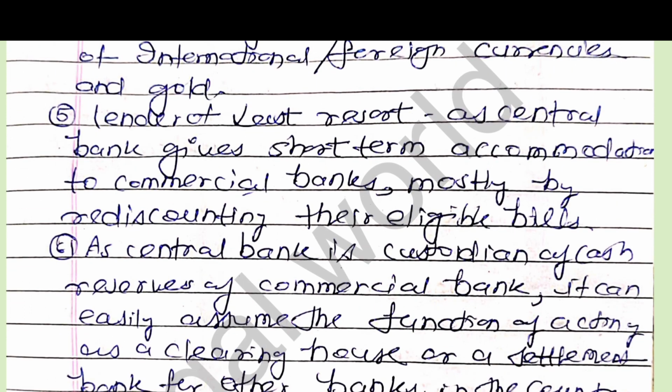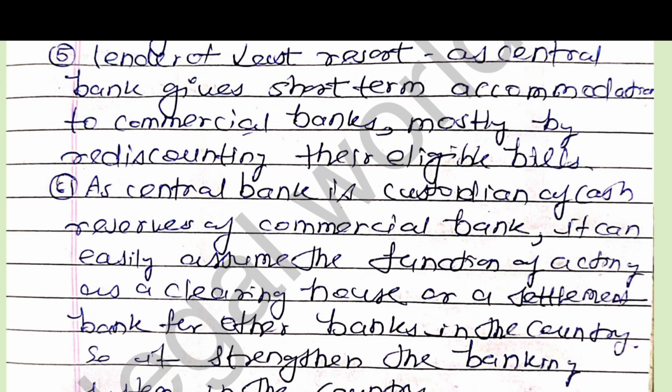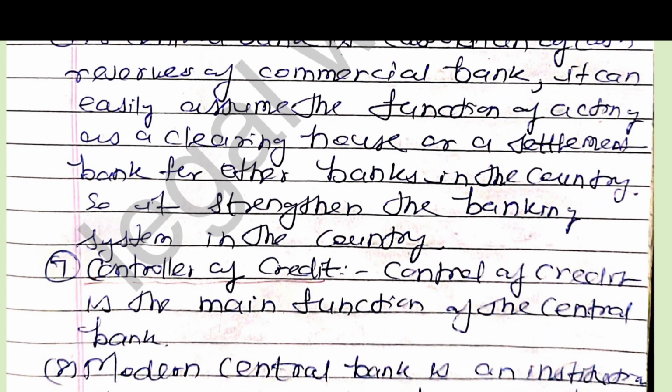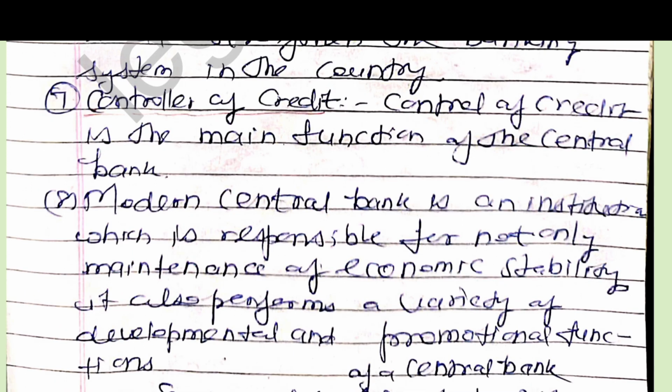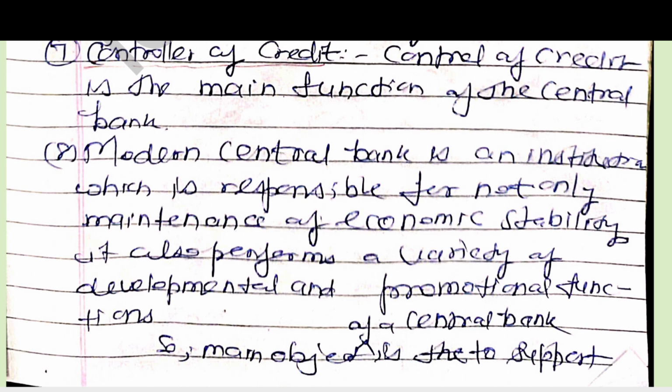Next, a central bank is the custodian of cash reserve of the commercial banks, and it can easily assume the function of acting as a clearing house or settlement bank for the other banks in the country. So it strengthens the banking system in the country. Next one is control of the credit, which is also one of the main functions of the central bank. And the next one is that a modern central bank is an institution which is responsible not only for the maintenance of economic stability, it also performs a variety of developmental as well as promotional functions, as I have told in the earlier videos.